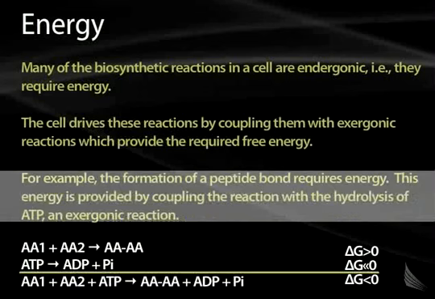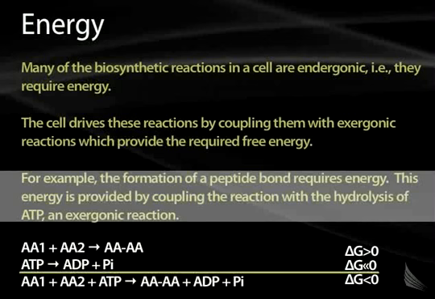For example, if you're going to form a peptide bond between two amino acids, it requires an input of energy. It's an endergonic reaction. This energy is provided by coupling the reaction with a hydrolysis of ATP, which is an exergonic reaction. So you can see in the sum that the reaction combining amino acid 1 with amino acid 2 to form a dipeptide has a delta G that's greater than 0. It's an endergonic reaction. But the hydrolysis of ATP to ADP plus inorganic phosphate is an exergonic reaction where the delta G is much less than 0.